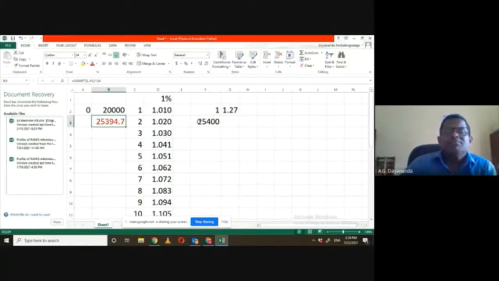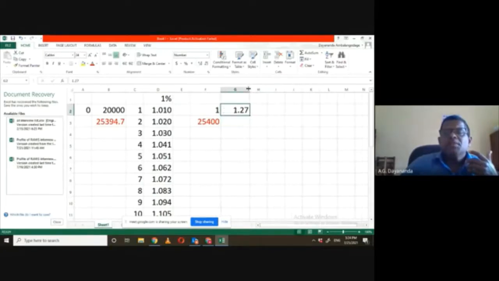There is a small difference here, but don't take it as material, because here we consider 2 decimals. I think if we make it 4 decimals, the answer would be a little bit more. Okay, so that is the case.